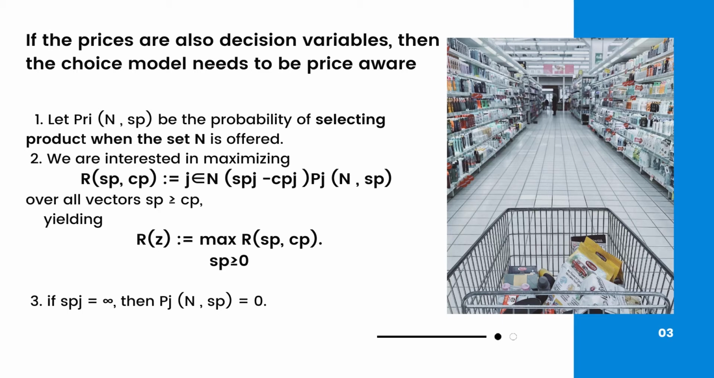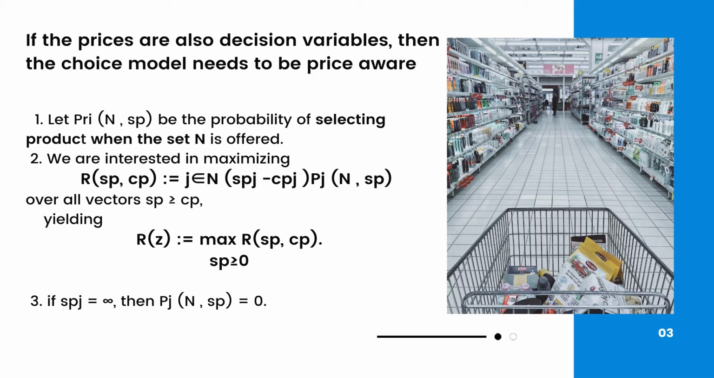If the prices are also decision variables, then the choice models need to be price aware. Let Pi, which is a function of the set N and the cost price Cp, be the probability of selecting the product i when the set N is offered. We are interested in maximizing the revenue as a function of the price and the cost of the price, which is given by the price of the jth product minus the cost price of the jth product, multiplied by the probability of selecting the jth product, which is a function of the set N and the price P.